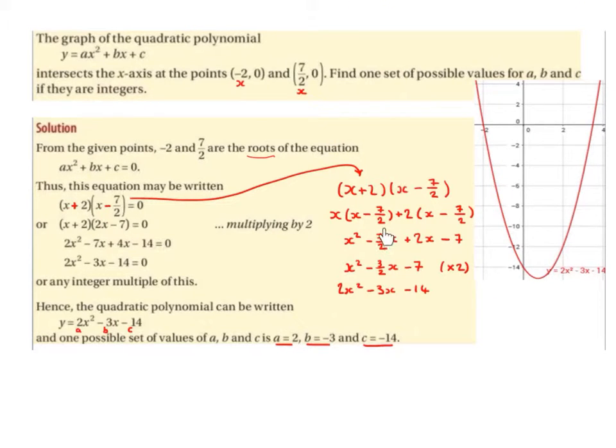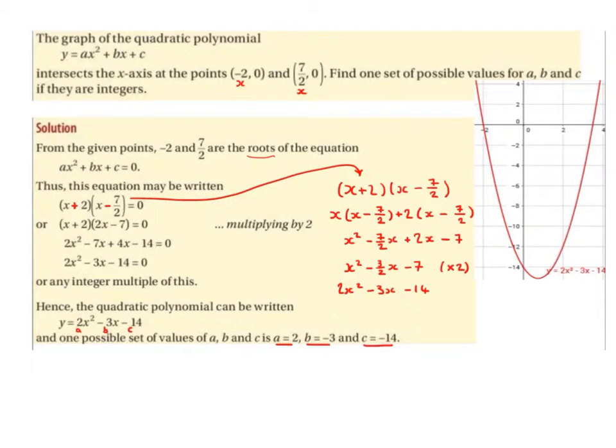Simplify minus 7/2 x plus 2x to give me minus 3/2 x, and then multiply across by 2 to get rid of the fraction. So x squared multiplied by 2 is 2x squared, minus 3/2 x multiplied by 2 is minus 3x, and minus 7 multiplied by 2 is minus 14.